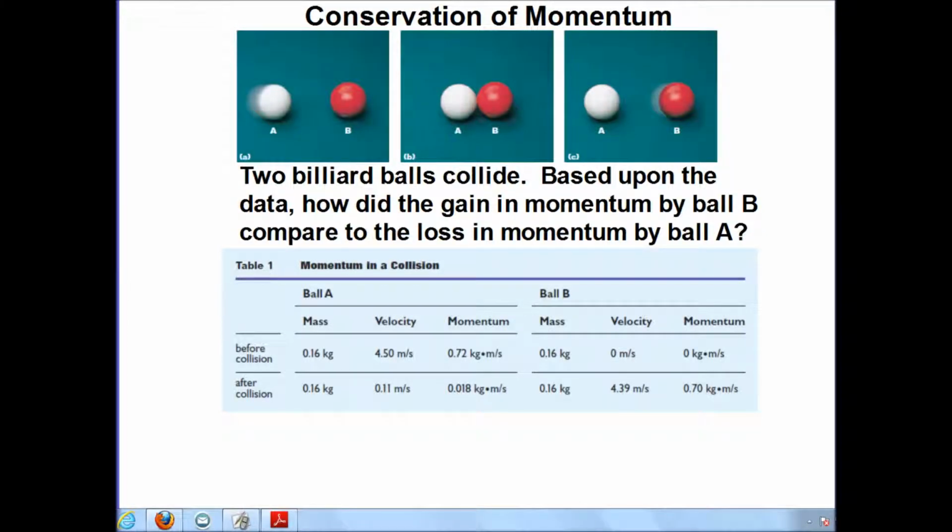Today's lesson is on the conservation of momentum. One of the great conservation laws in all of physics, very similar to the conservation of energy. Basically, it says what we start with is what we end with. So the book gave you an example of two billiard balls colliding.